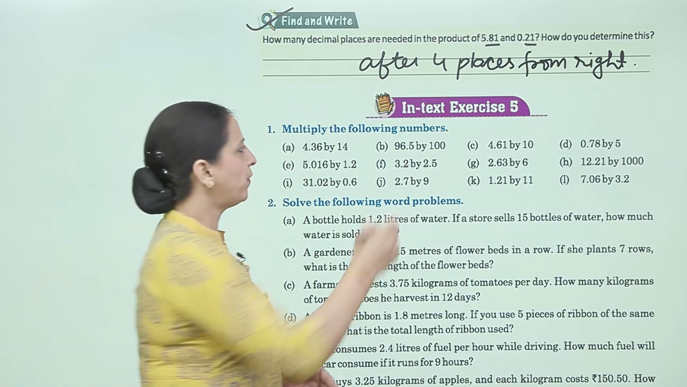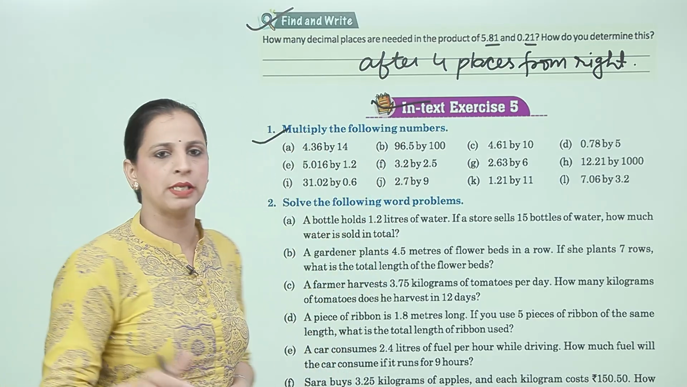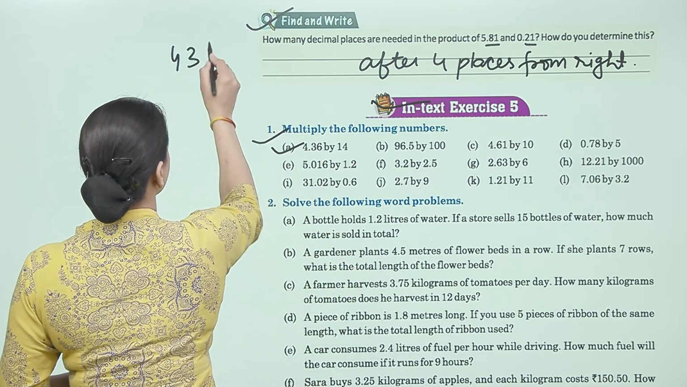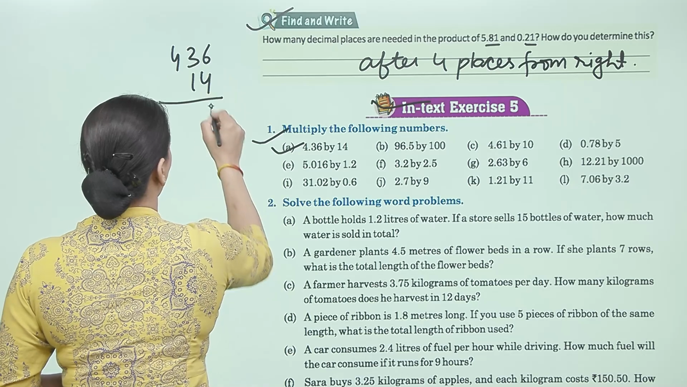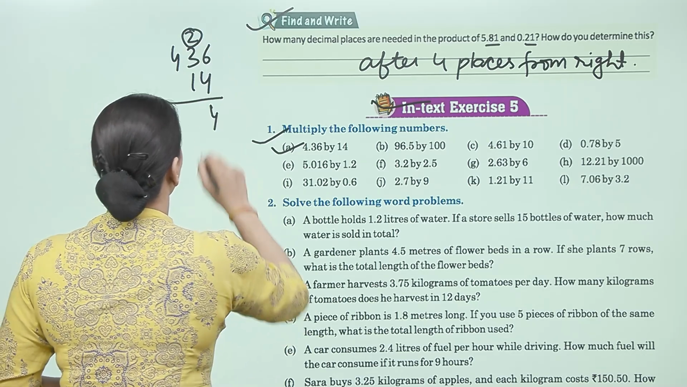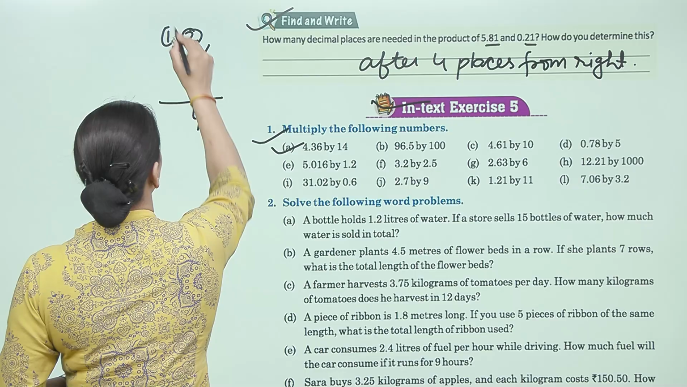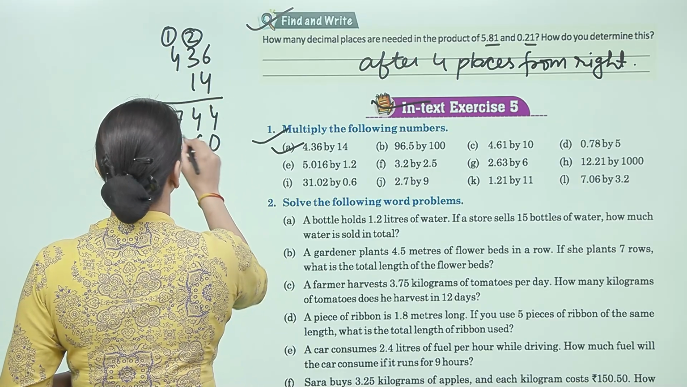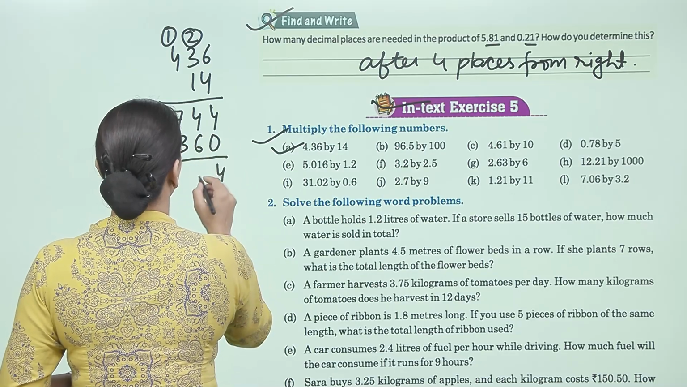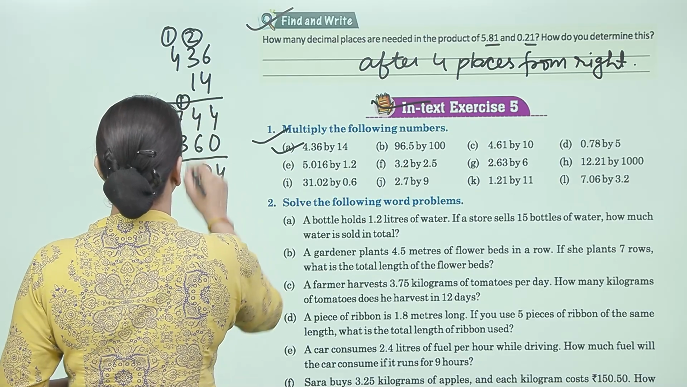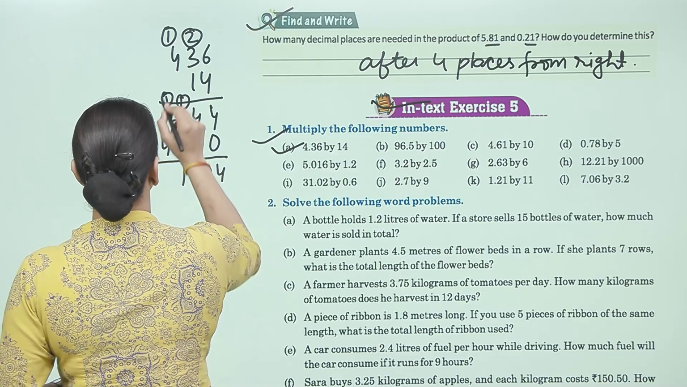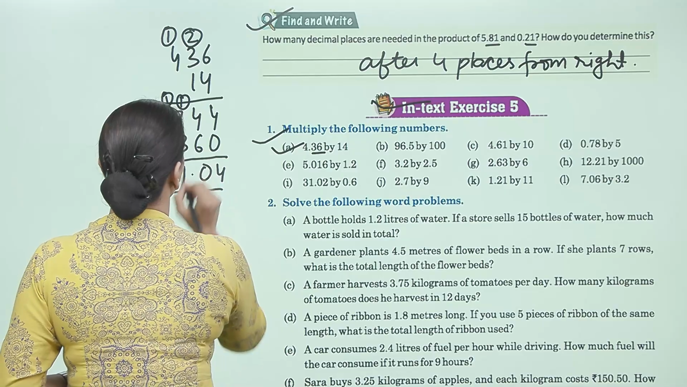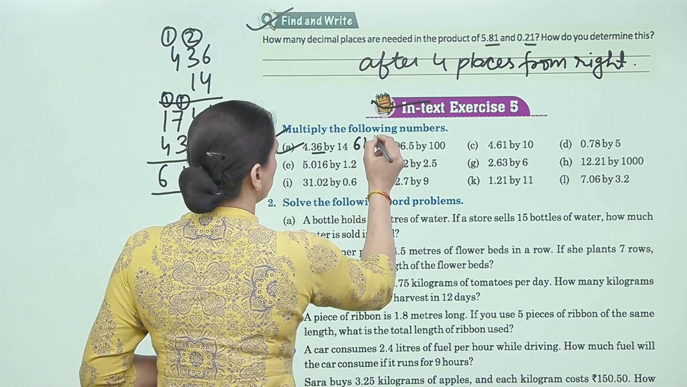Now, in textbook exercise 5, question number 1, multiply the following numbers. First, 4.36 by 14. So, 436 by 14. 4 sixes are 24, carry 2, 4 threes are 12, 12 plus 2 is 14, 4 carry 1, 4 fours are 16 plus 1 is 17. Now, multiply with 10: 6 plus 4 is 10, 0 carry 1, 7 plus 3 is 10 plus 1 is 11, 1 carry 1, 4 plus 1 is 5, plus 1 is 6. Now, after decimal there are 2 digits. So, we have to put the decimal: 61.04.